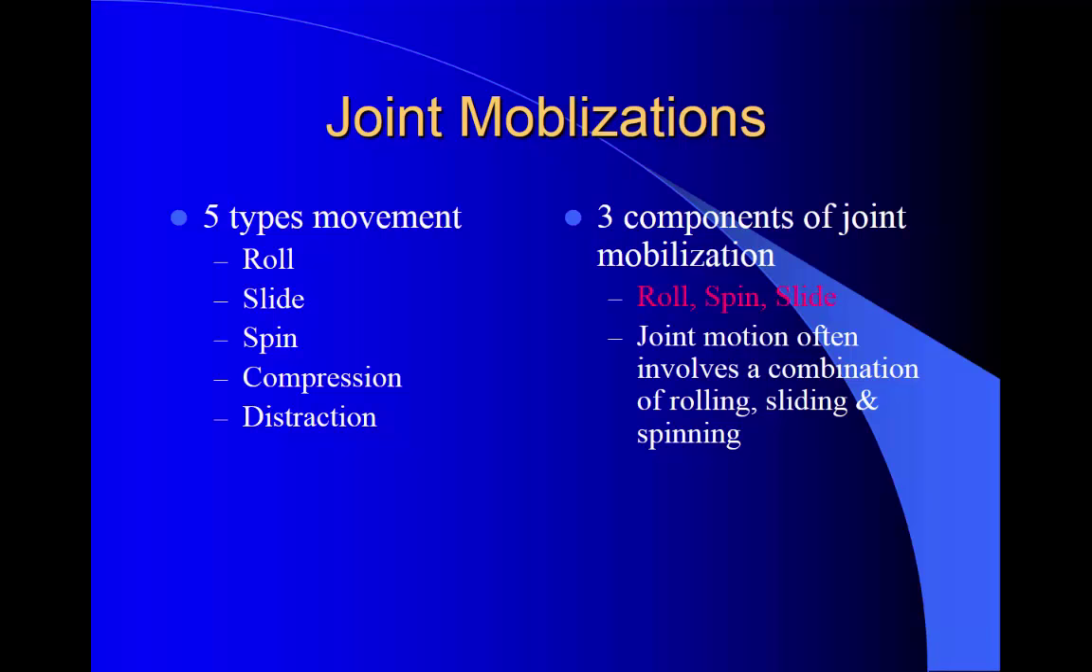There are five types of movement that will be explored further: a roll, slide, spin, compression, and distraction. Three of these components are active during joint mobilization, usually the roll, spin, and slide. Joint motion often involves a combination of rolling, sliding, and spinning.